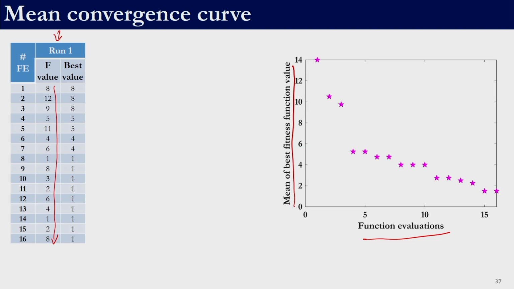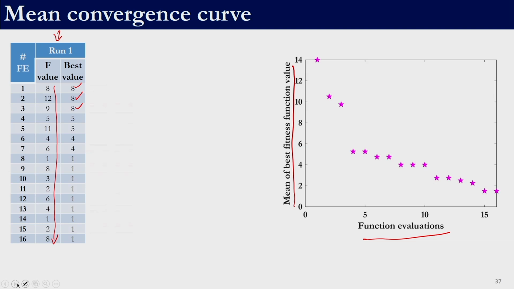The value obtained against each evaluation is reported here, and we have seen how to find out the best fitness function value till the current functional evaluation. The second column indicates that. The first time when I evaluated, I got 8, so I have nothing to compare, so I take it as 8. The second time I obtained 12, but 8 is better than 12, so the best fitness function value obtained till this functional evaluation is still 8. The third time I obtained the function value to be 9, but the one that I obtained previously is better, so I retain 8. So, we have basically seen how to get this best value column.